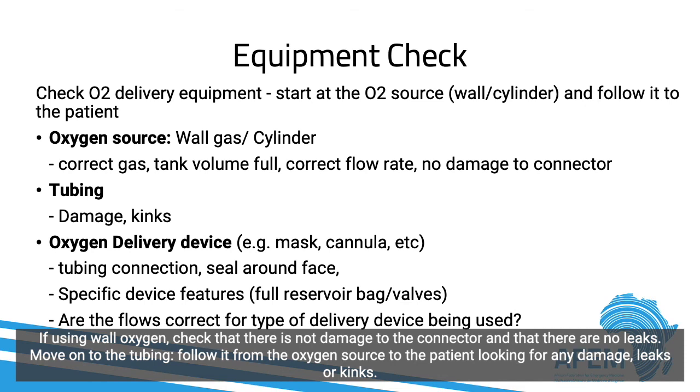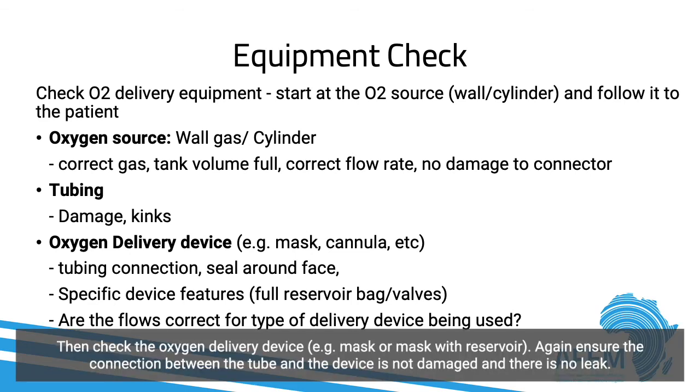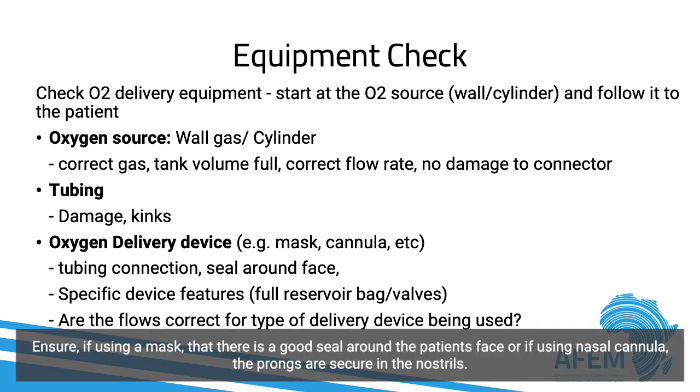Move on to the tubing. Follow it from the oxygen source to the patient, looking for any damage, leaks, or kinks. Then check the oxygen delivery device itself, either a mask or mask with a reservoir or nasal cannula. Again, ensure that the connection between the tube and the device is not damaged and there is no leak. Ensure, if using a mask, that there is a good seal around the patient's face, or if using nasal cannula, that the prongs are secured in the nostrils.